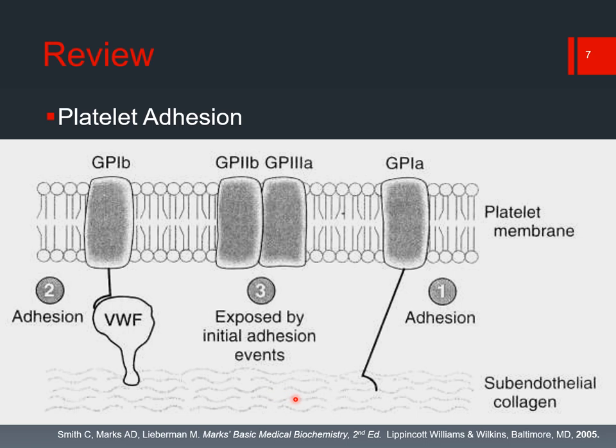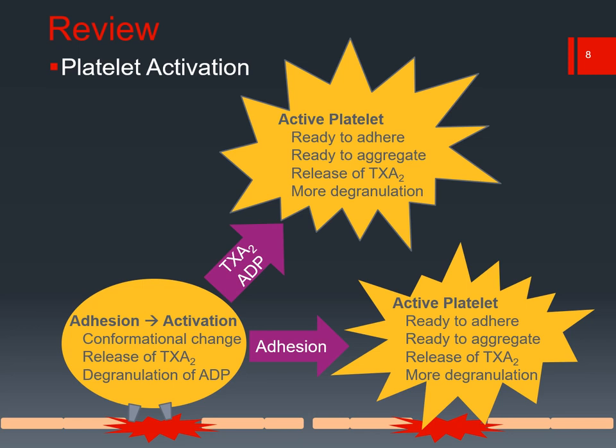When that occurs, we get expression through a conformational change of the GP2B3A receptors on the surface of the platelet. So these GP2B3A receptors are now available to promote the process of aggregation. Platelet activation occurs when we adhere to the injury site. So adhesion will lead to activation.